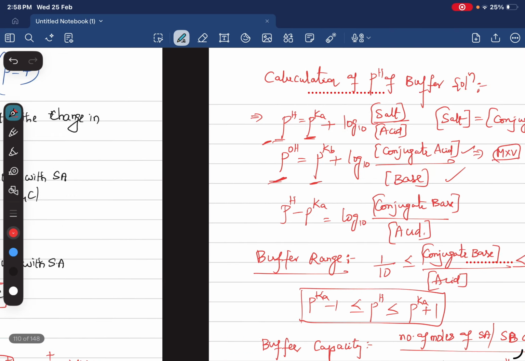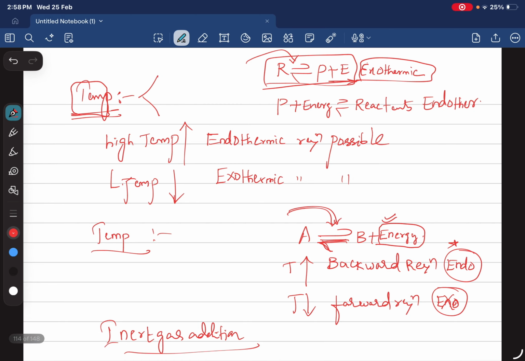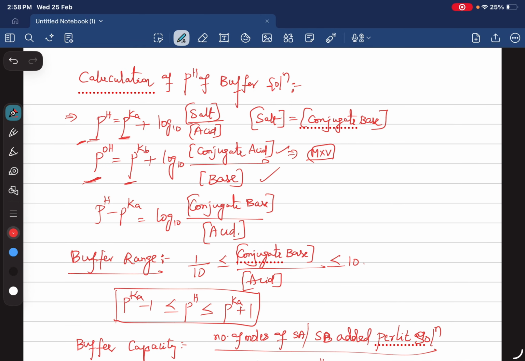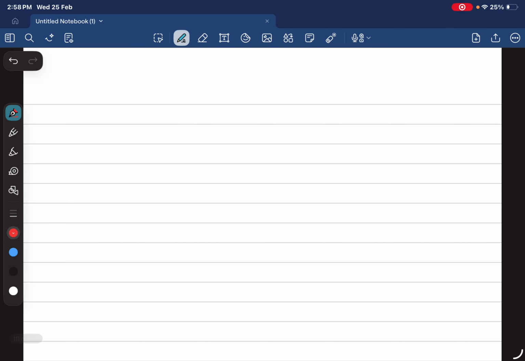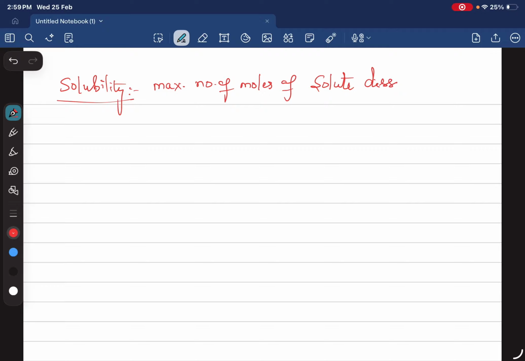Coming to the next, solubility product and solubility. Solubility is nothing but the maximum number of moles of solute dissolved in a solvent to obtain 1 liter of solution.